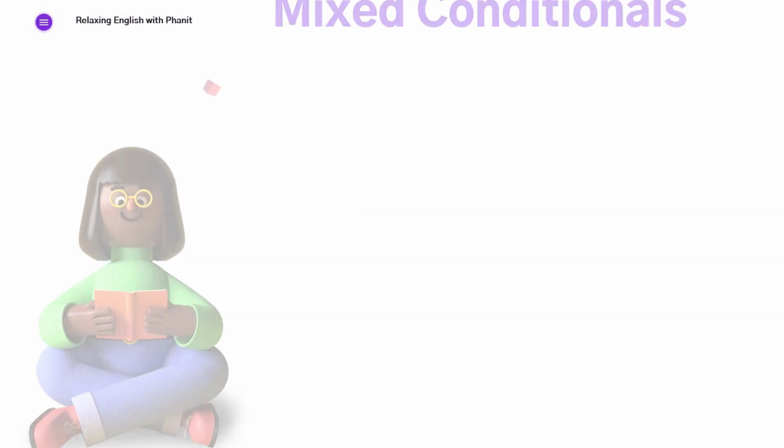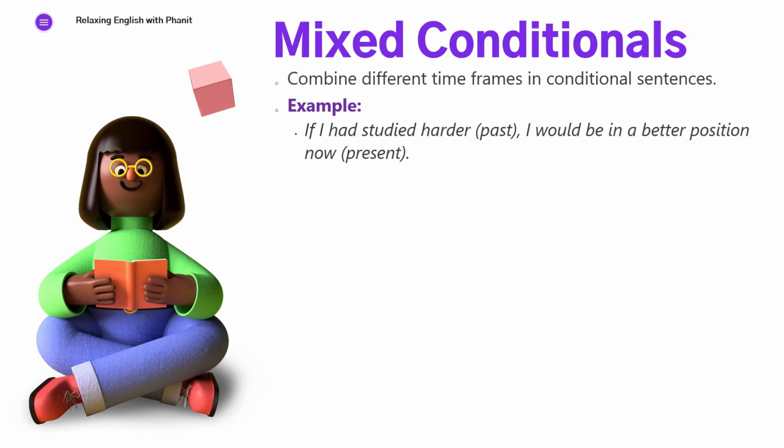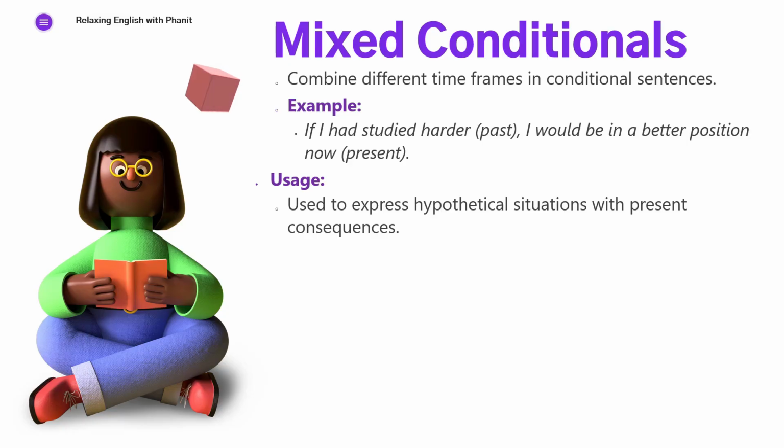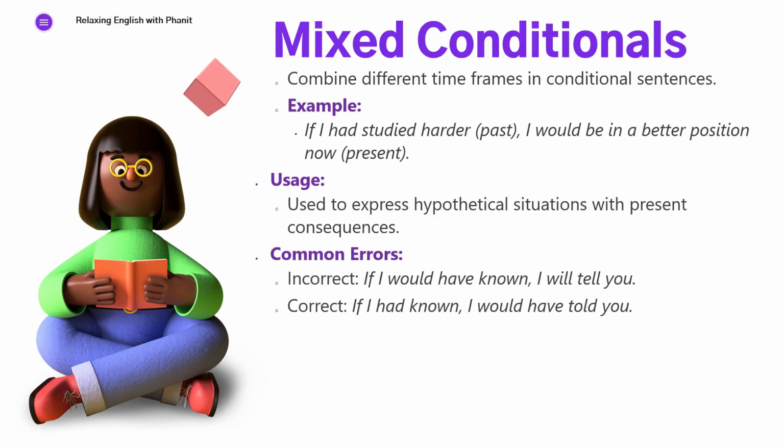Moving on to mixed conditionals. These combine different time frames to express hypothetical situations with present consequences. For example, "If I had studied harder in the past, I would be in a better position now." A common mistake is using the wrong verb forms like this. "If I would have known, I will tell you." The correct version is, "If I had known, I would have told you."